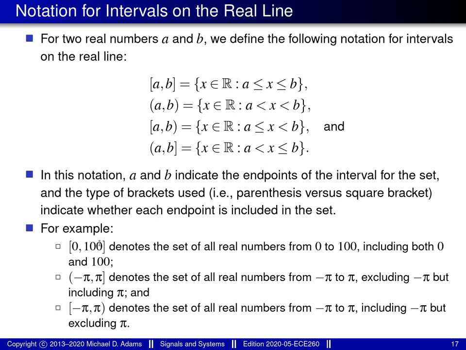So just as some additional examples, if we write something like this, square bracket 0, 100, end square bracket, this denotes all real numbers from 0 to 100, including both 0 and 100. If we write something like this, a round bracket minus pi, pi square bracket, this denotes all real numbers between minus pi and pi, not including minus pi, but including pi. And then lastly, if we have something like this notation here, this is denoting all real numbers between minus pi and pi, including minus pi, but not including pi. Again, the square bracket means the endpoint is included, the round bracket means that the endpoint's not included.